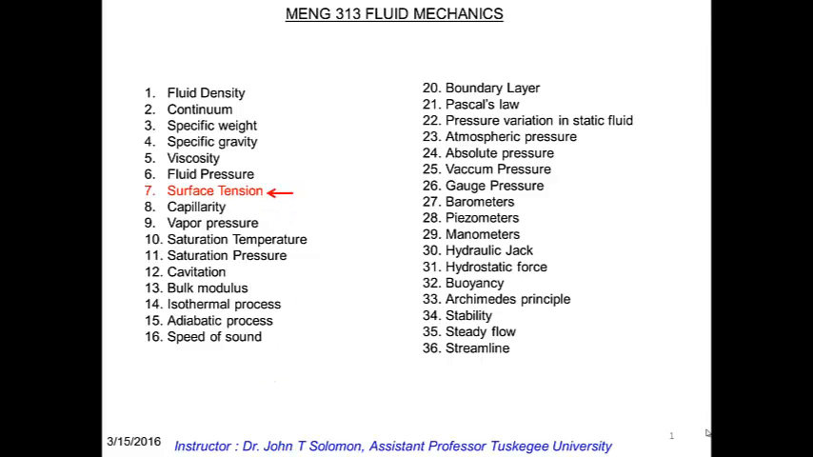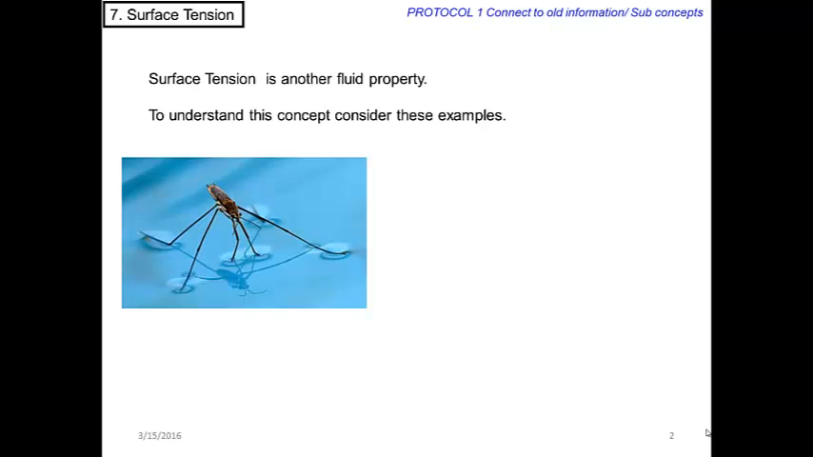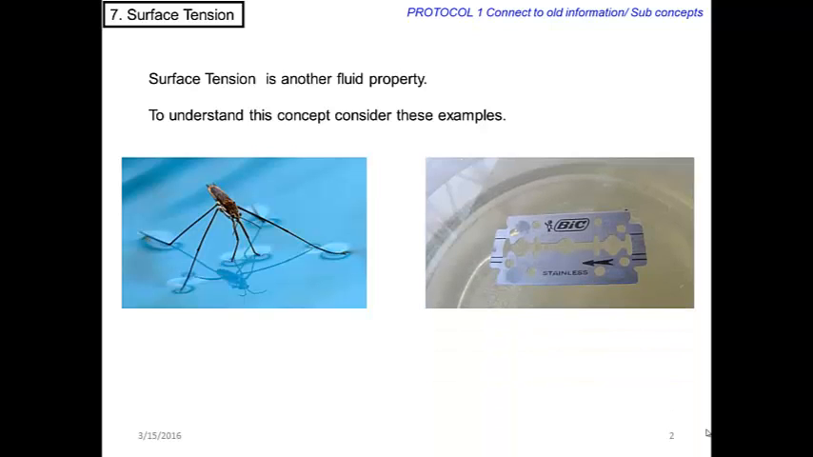Surface tension is another fluid property. To understand this concept, consider a small insect floating on the surface of the water. Another similar example is, if you place a razor blade gently on the surface of water, it will also float. Both these phenomena are possible because of the fluid property, surface tension. In this lecture, we will discuss this interesting fluid property.